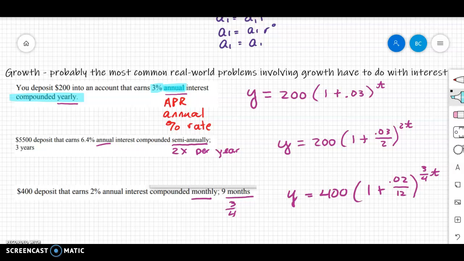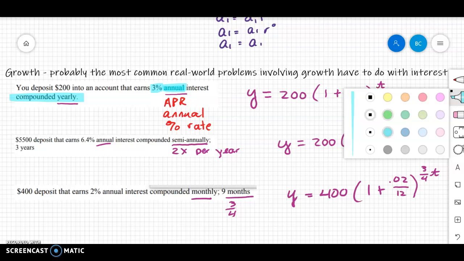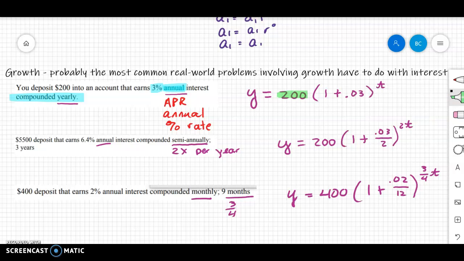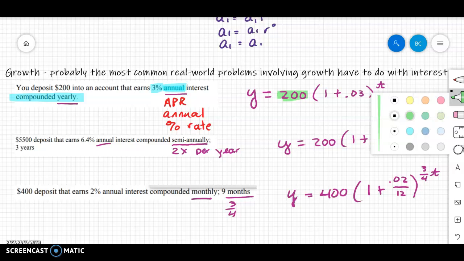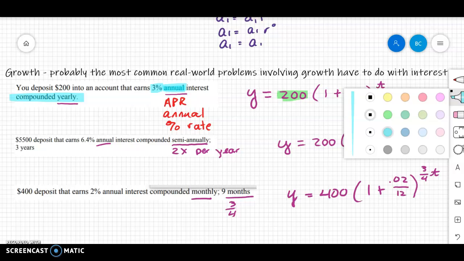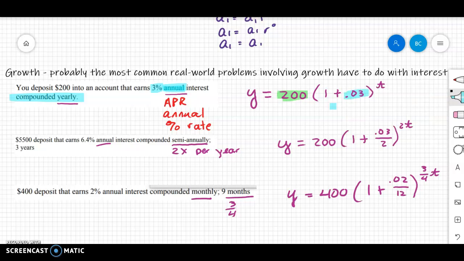But in that situation, we're going to start with the initial amount. So our initial amount is always what we start with in our formula. And then we are adding on the percentage rate. So that's the 0.03. And we're raising it to T, we use T for time, how long we're putting it in the account for. So if I left my money in the account for 5 years, T would equal 5, and I would raise 1.03 to the 5th power before I multiplied it times 200.